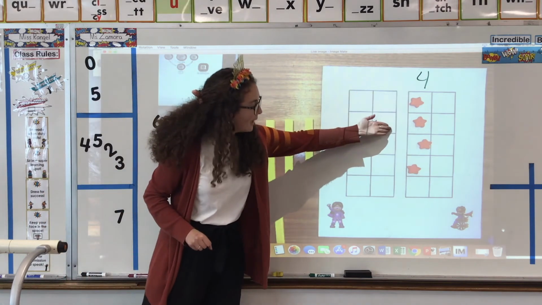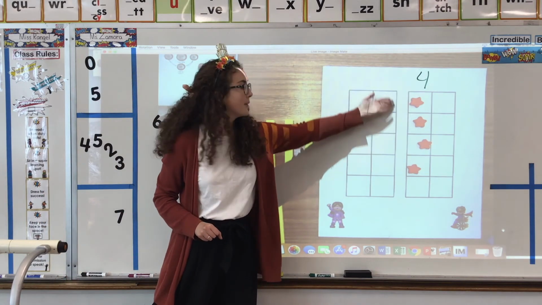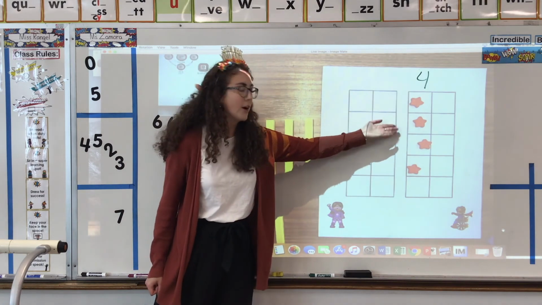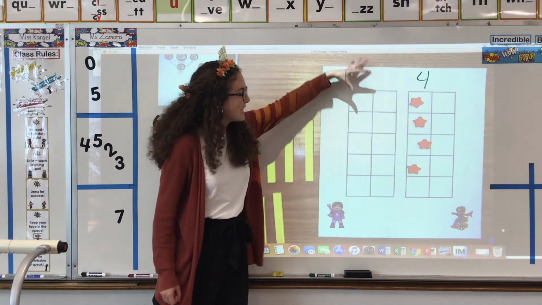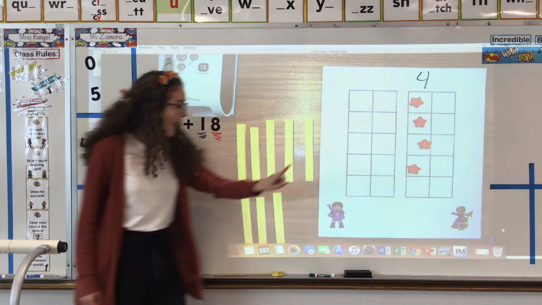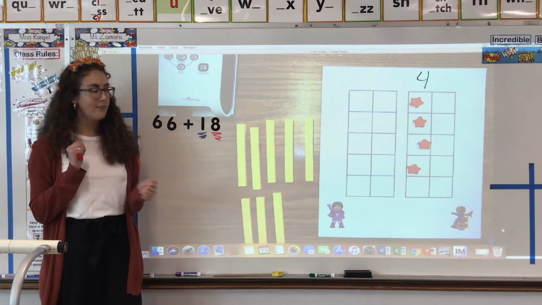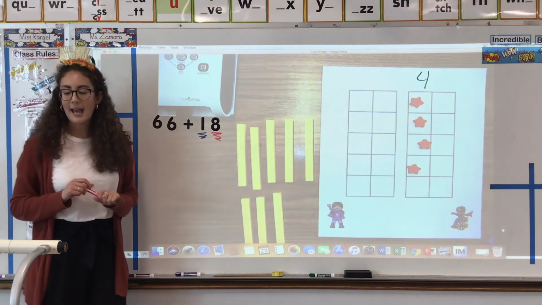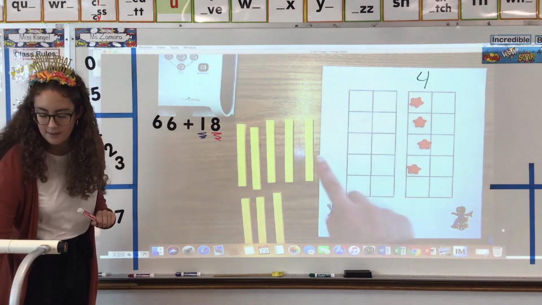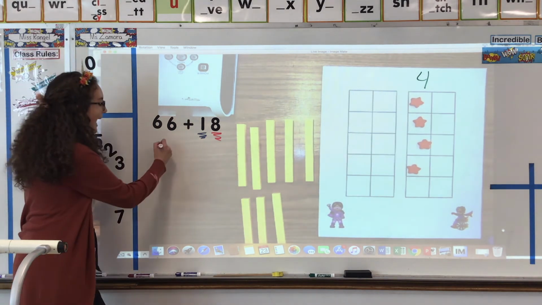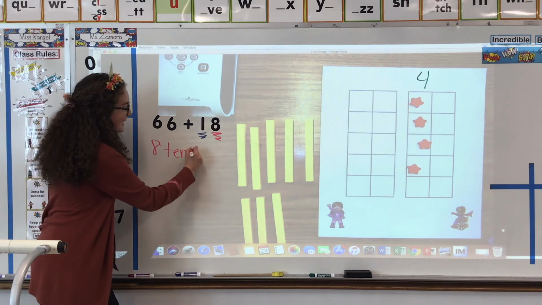So how many ones are left over, Super Scholars? There are 4 ones left over from our 14 because we had to bundle that group of 10 together. So, what's our final answer? How many tens do we have? How many tens? 8. We have 8 tens, exactly.